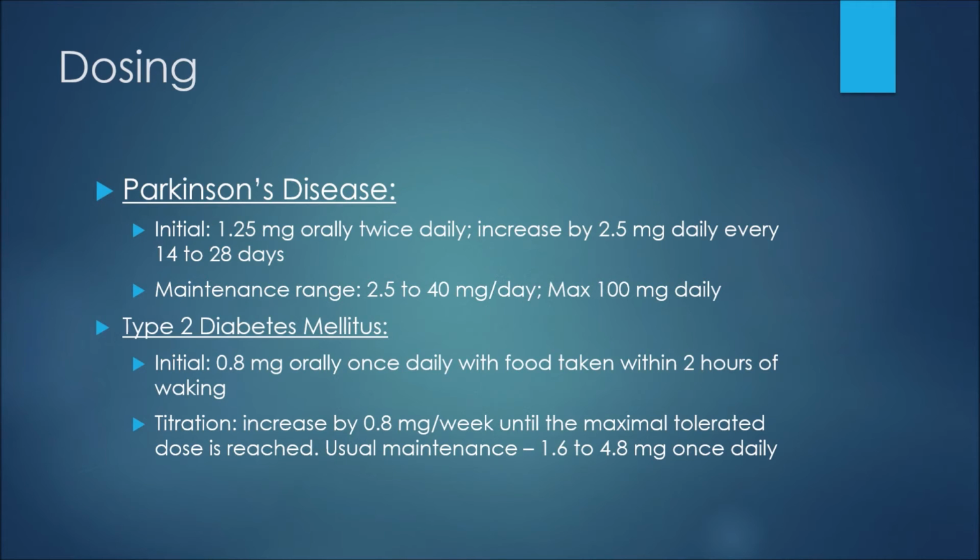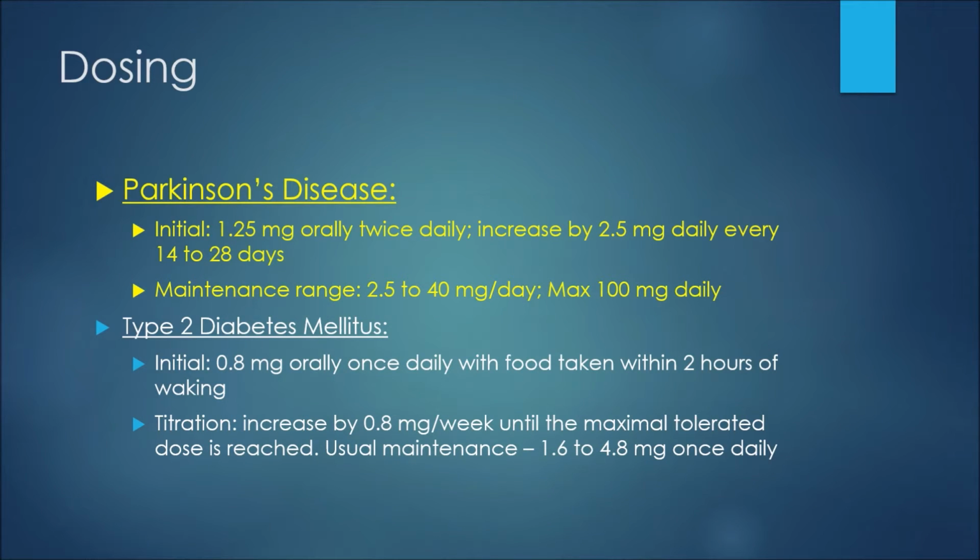Now for an example of dosing with bromocriptine. So in the treatment of Parkinson's disease, we may see an initial dose of 1.25 milligrams orally twice daily. The patient would then increase by 2.5 milligrams daily every 14 to 28 days. The maintenance range would be 2.5 to 40 milligrams per day, and the maximum dose would be 100 milligrams per day.